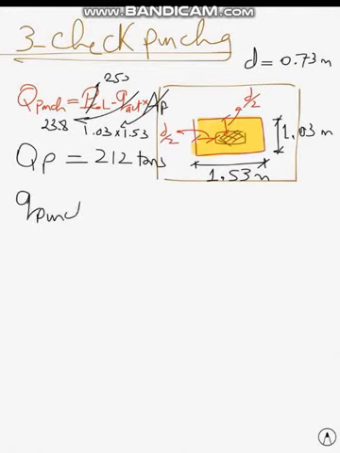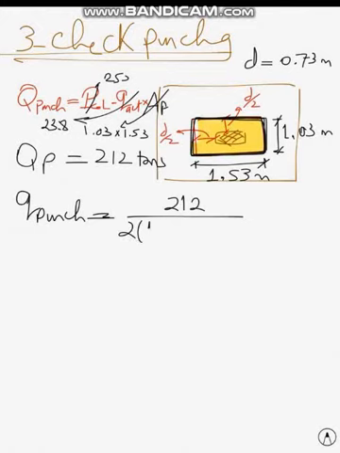Stress punch. I will divide the Q punch over the perimeter, to determine the area resisting the shear force, the perimeter of this, which I am moving around in black, times the depth of foundation. So the perimeter is equal to 2 perimeter of rectangle multiplied by the depth, which is equal to 0.73. So this value, I found it 57 ton per meter square.